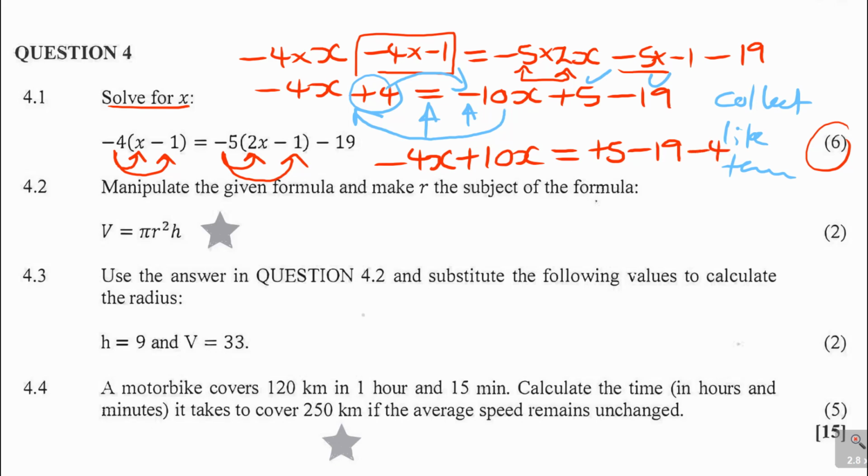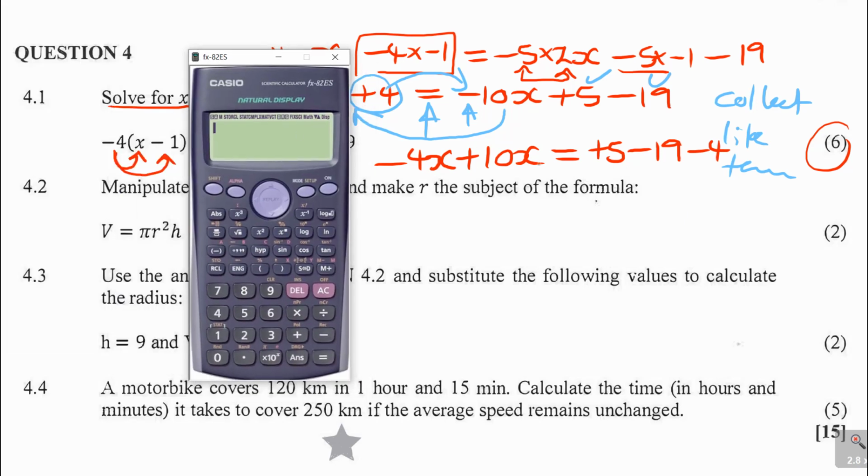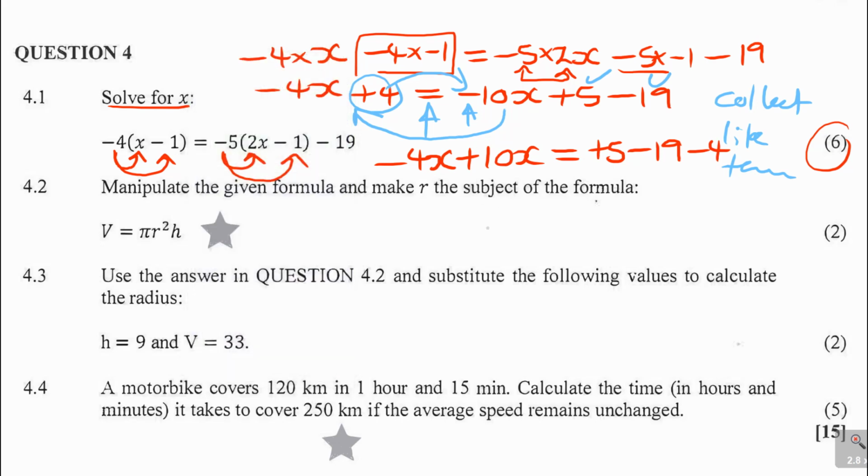Again, you can just use your calculator here. What you do is, you look at minus 4x plus 10x, you just say minus 4 plus 10, that's all. Then you get the answer 6. On the other side, you say 5 minus 19 minus 4, you get the answer negative 18. So we are saying 6x, because you have to maintain your x, is equal to what? Negative 18.